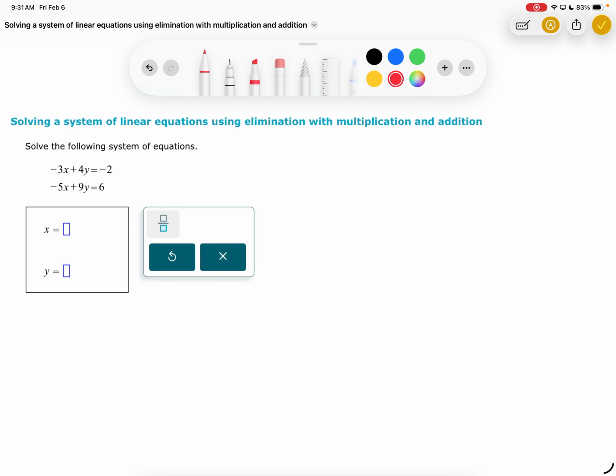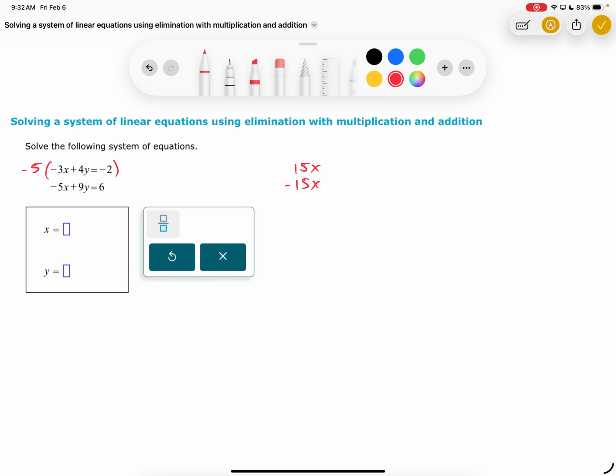So the number that I can get to cancel out our x's is if I made the top one be 15x and the bottom one be negative 15x, right? 3 and 5 would be easy to get to 15. But I need one to be positive, one to be negative, so that when I add them up, I get 0. So if I need the top to be positive 15x, I'm going to multiply this by negative 5.